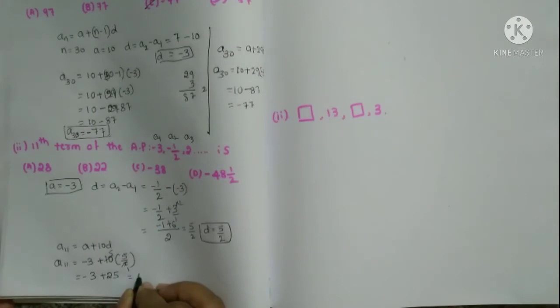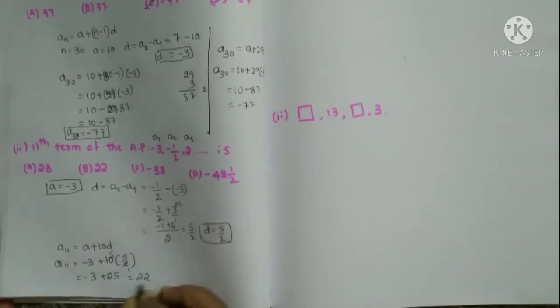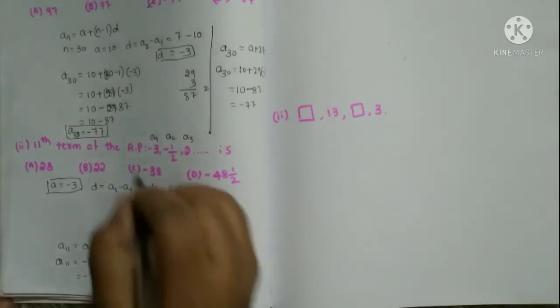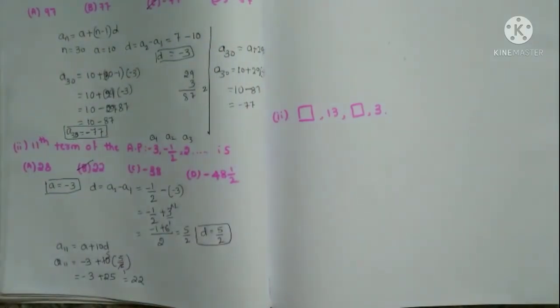Plus 22. The bigger number is containing a plus sign here, plus 25. So plus 22. Which option is correct here? B option is correct. Like this you have to solve it and justify your answer.